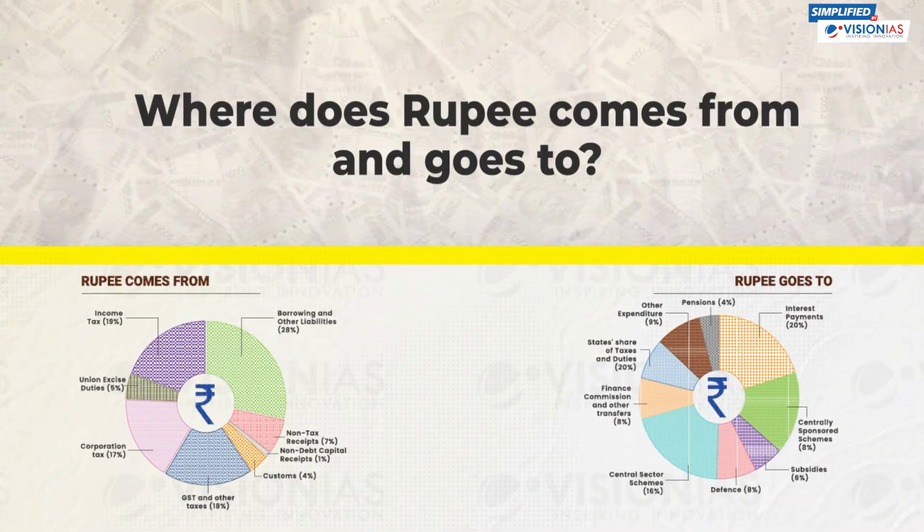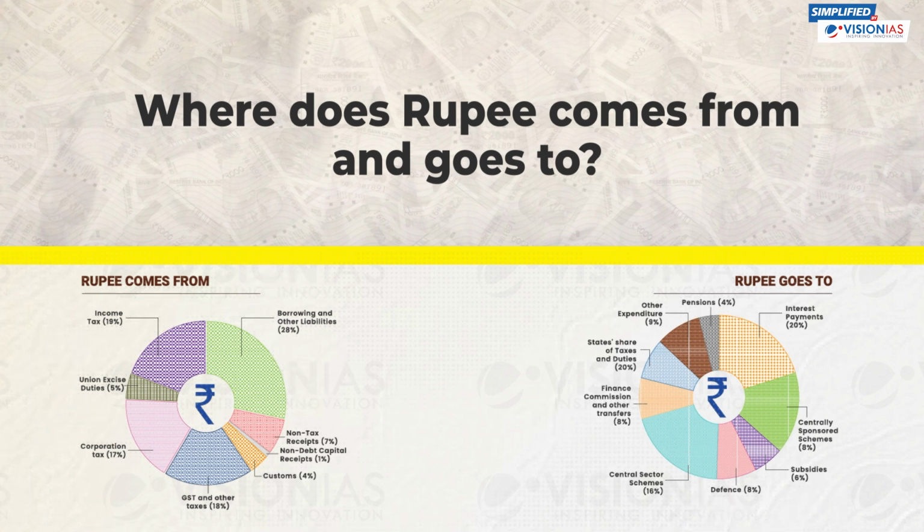Now let's see, where does the government get its money from and where does it go? The government gets 28% of its rupees from borrowing and others. Income tax contributes 19%, union excise duties 5% and corporation tax 17%. While non-tax receipts and customs contribute 7% and 4% respectively. GST and other taxes make up 18% and 1% is coming from non-debt capital receipts.